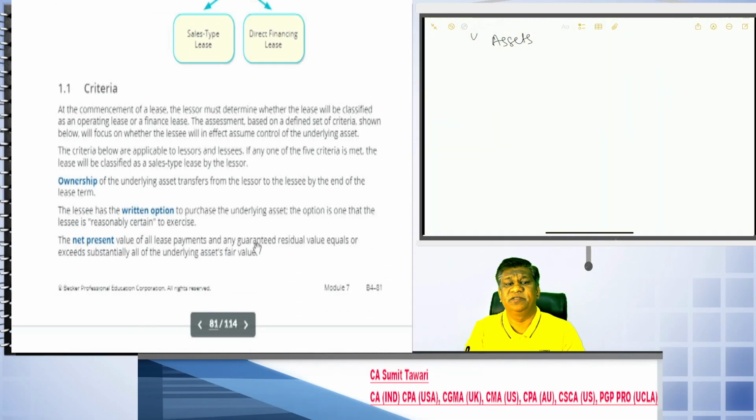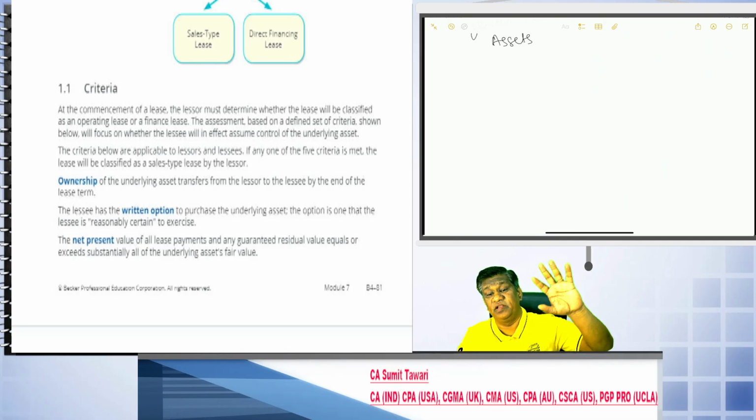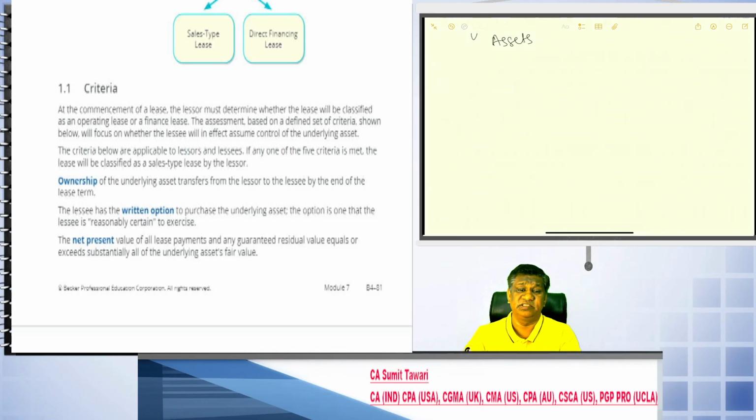So we see some criteria. First we saw that if I utilize the full life of the asset, it is a finance lease. Whatever rent I'm paying over the lease term, if I discount it with the proper discounting factor and the present value of all lease payments is greater than the value of the asset, then it is a finance lease.